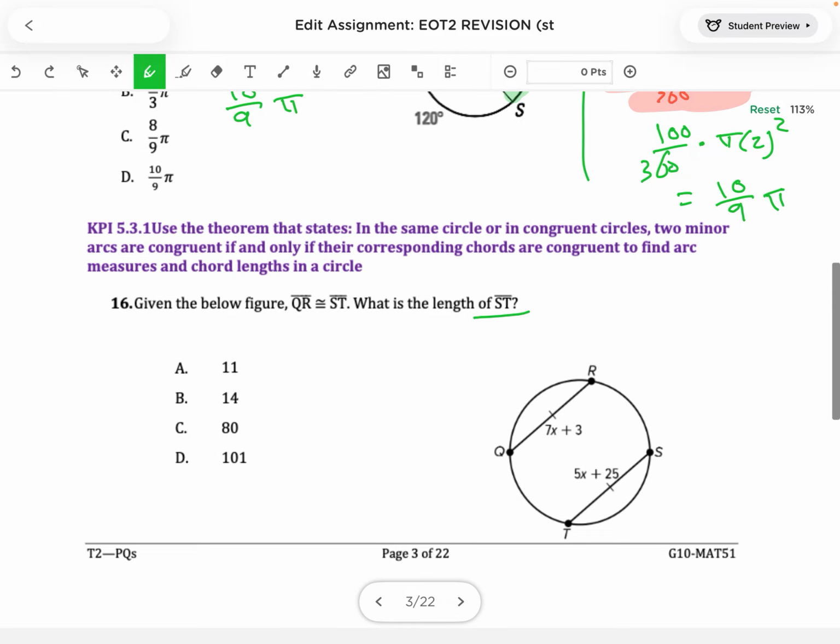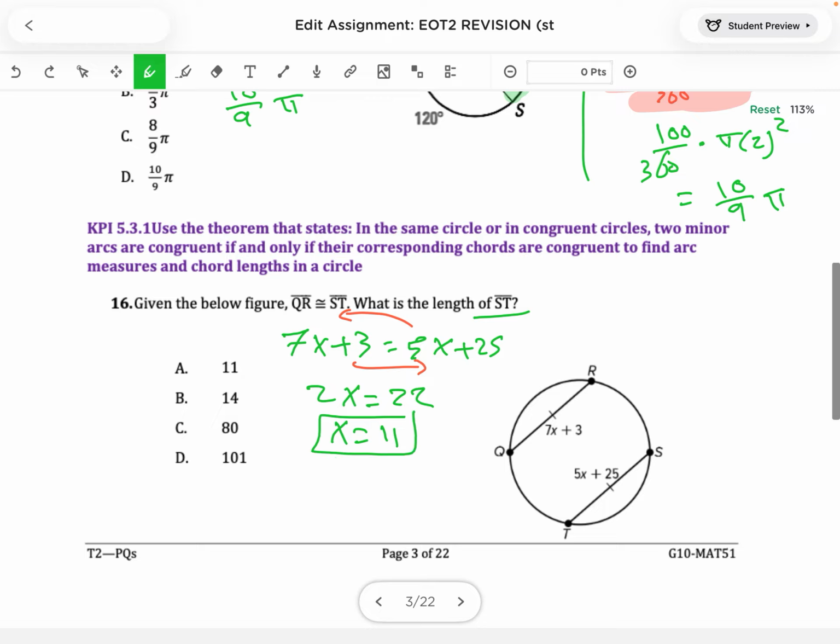The question needs ST, so we have to find X first. 7x plus 3 equals 5x plus 25. Move 5x there, bring 3 there. So it'll be 2x equals 22, x equals 11. Now we don't need x, we need ST.